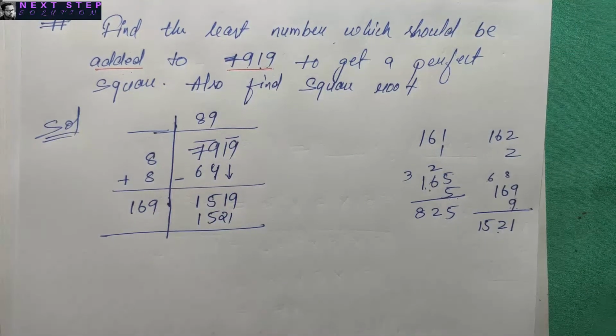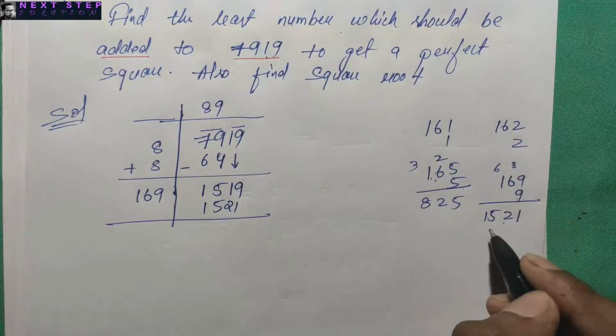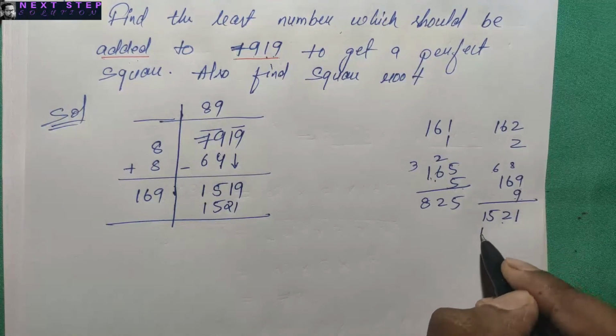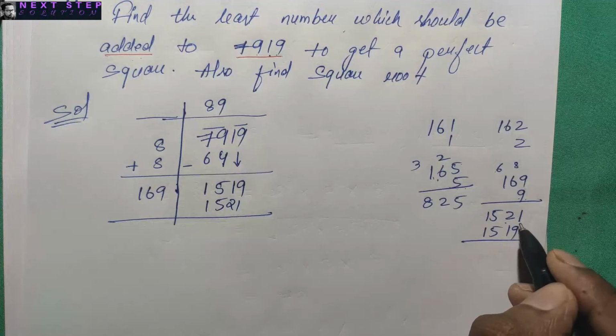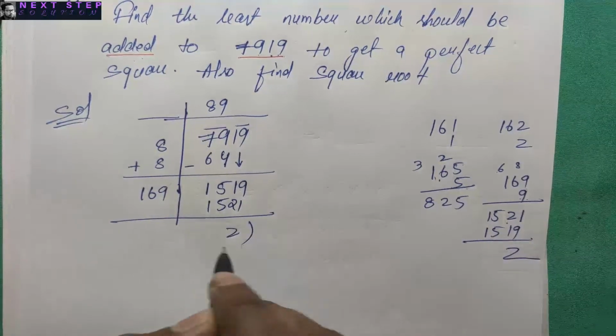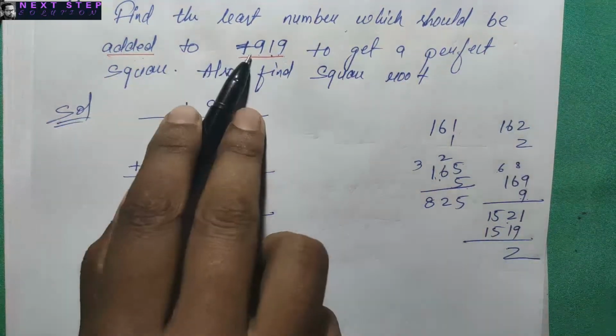Now this cannot be subtracted here, we have to subtract in the rough. 1521 and 1519. If we subtract, 19, 20, 21, we have 2, so 2 is left out. So the least number which should be added is 2.